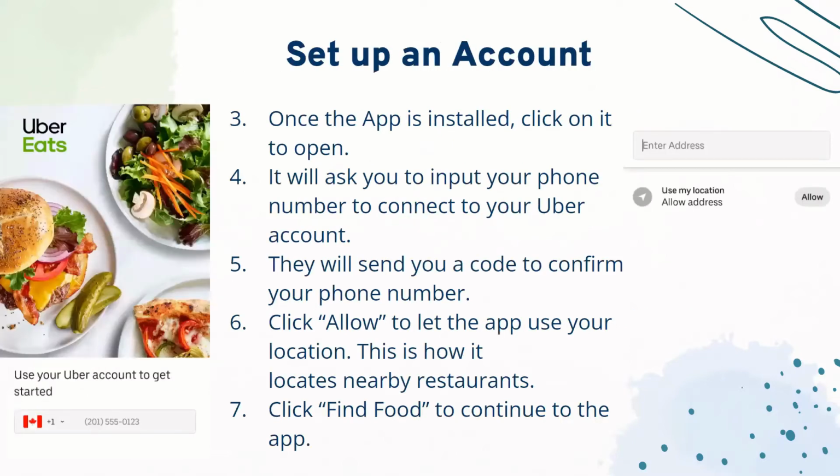So setting up an account. Once the app is installed, you'd click on it to open, and from there, it'll ask you to input your phone number to connect to your Uber account. Following this, they'll send you a code to confirm your phone number. And what you want to do is click allow to let the app use your location. This is how it really finds nearby restaurants. And finally, you just click find food to continue to the app.